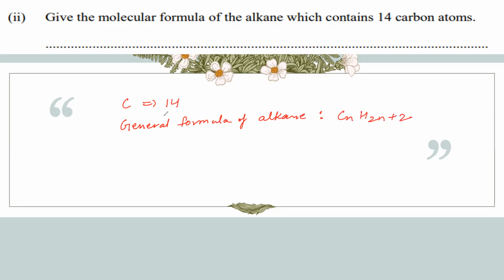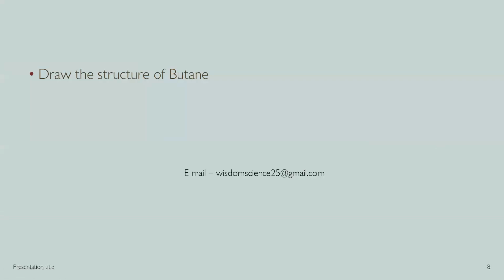Correct? So what is the value of n here? n is carbon atoms, which are 14. So C14, H(2 times 14 plus 2). So C14H30. This is the molecular formula of the compound. Fine. I hope this is clear. So alkane is very easy. So this question is for you: draw the structure of butane and after drawing it, send it to our email ID which is given here.